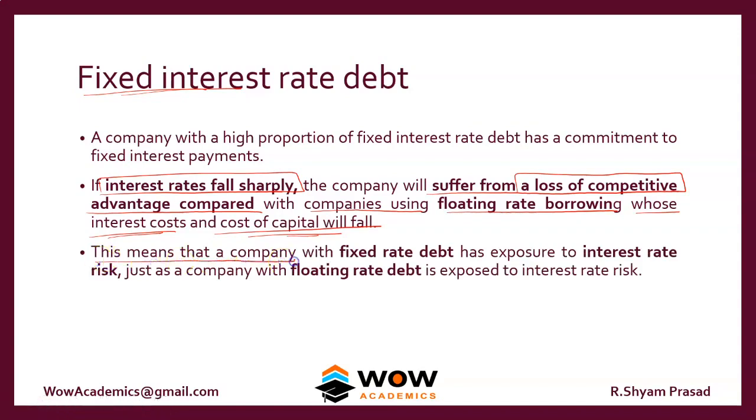This means that a company with fixed rate debt has exposure to interest rate risk, just as a company with floating rate debt is exposed to interest rate risk. So it doesn't matter whether you have fixed rate debt or floating rate debt. If a company has debt, they are exposed to interest rate risk.